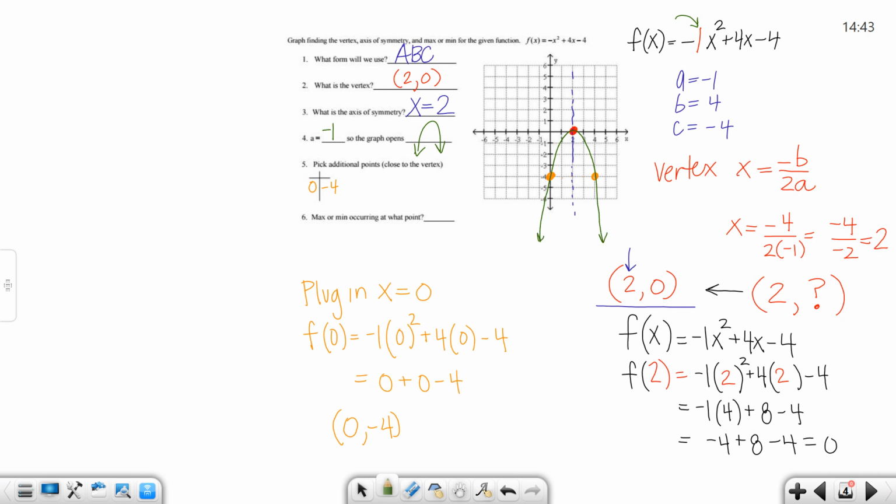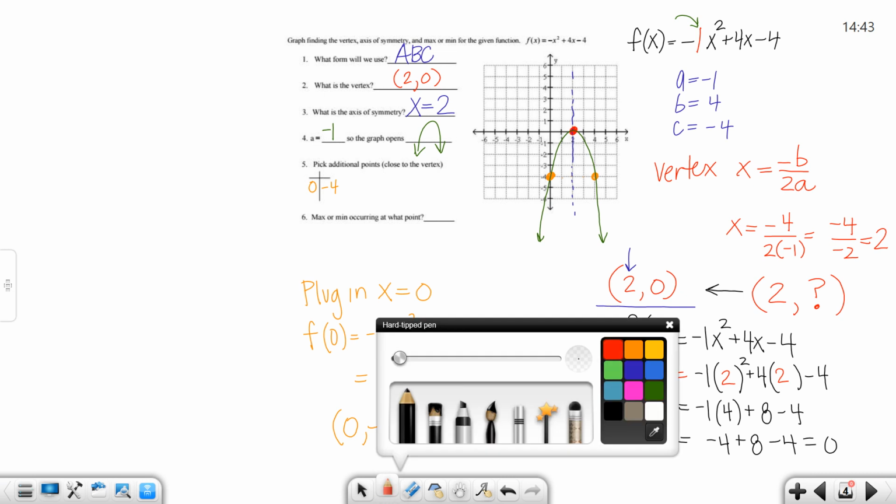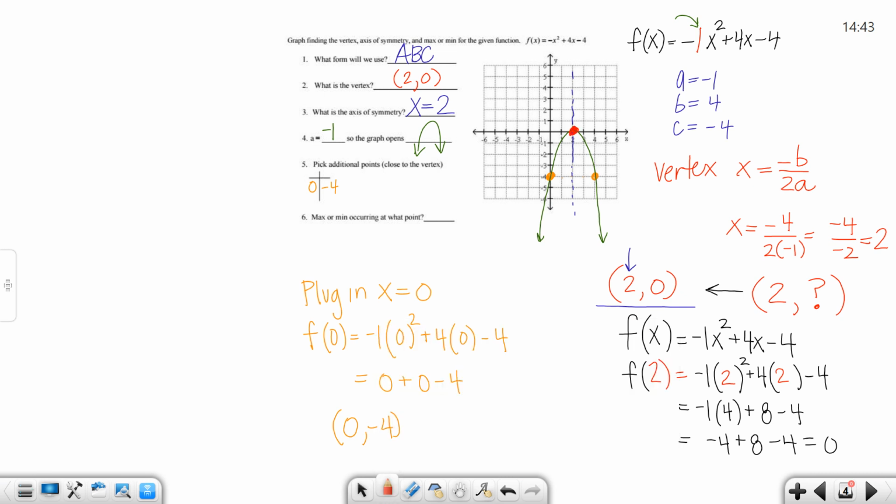The last question I ask you here is, do you have a max or a min? Well, look at the red point. Is it the highest or is it the lowest? It's the highest, which means I have a max at the vertex 2, 0.